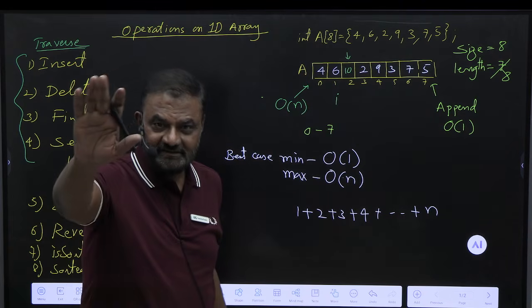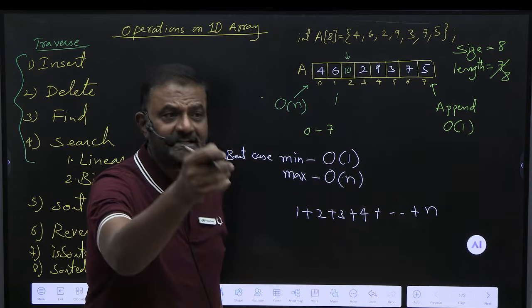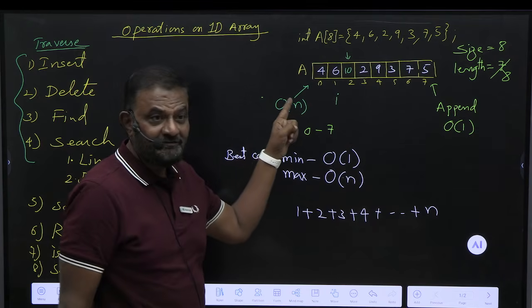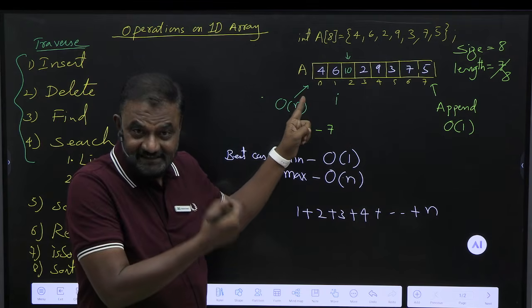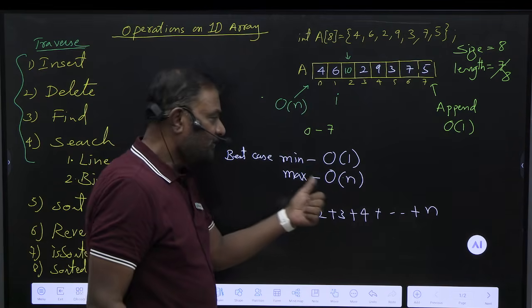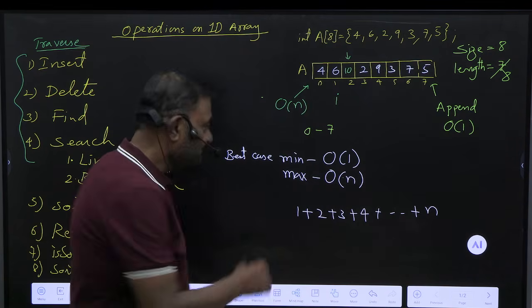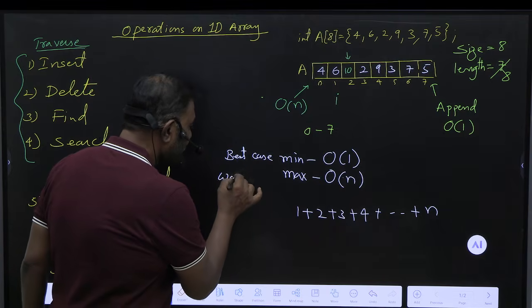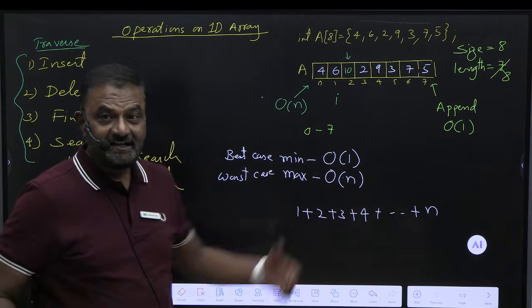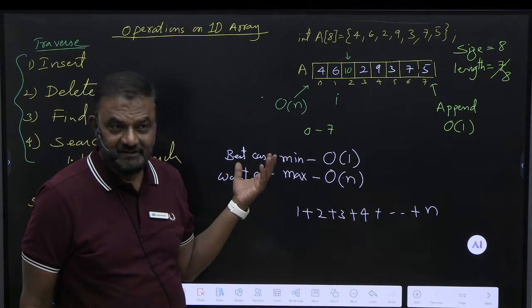Now once again, if you want to insert an element in an array, and in case you are inserting in the beginning of an array, at index 0, then the time taken is order of n, and that's the maximum time. And this is the worst case time. What is the worst case? Inserting at the beginning of an array.